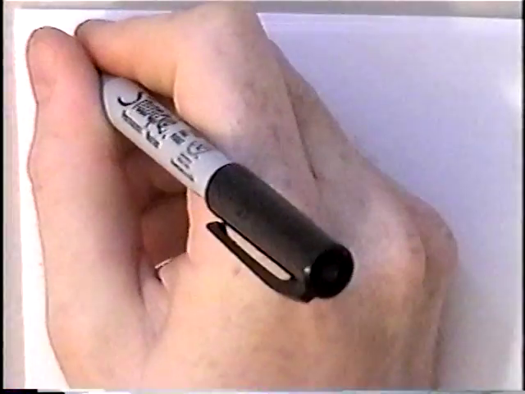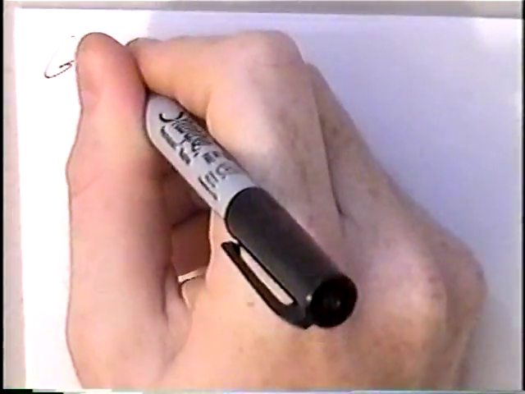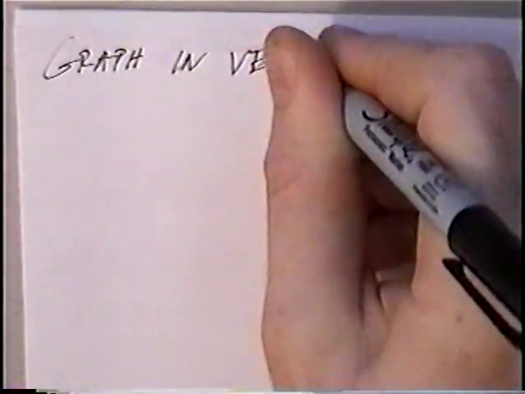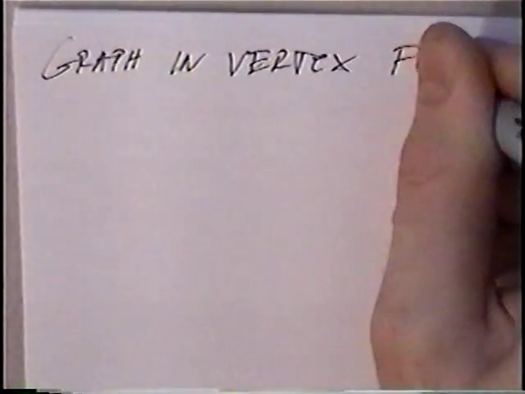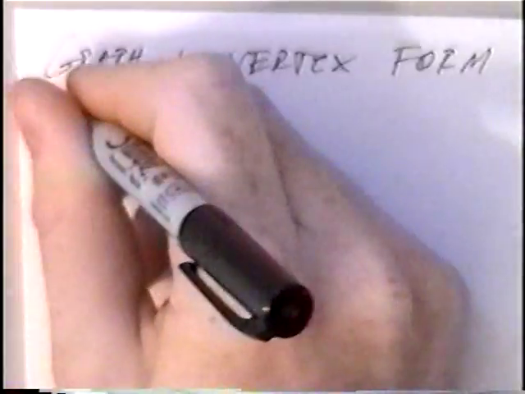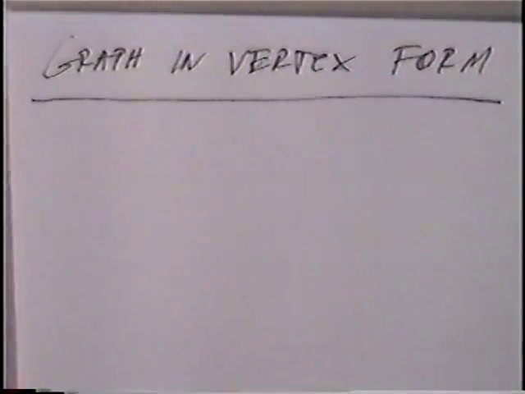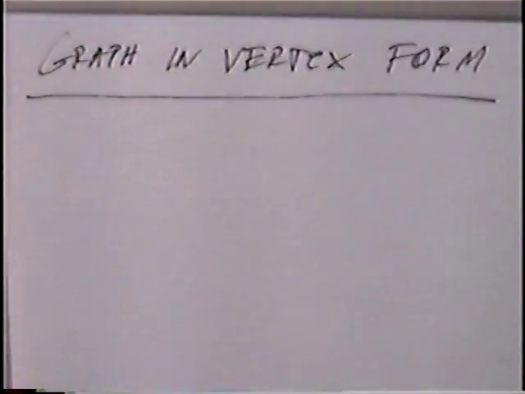Title of the first section is Graph in Vertex Form. In this section, we'll take equations in vertex form and graph the parabola.